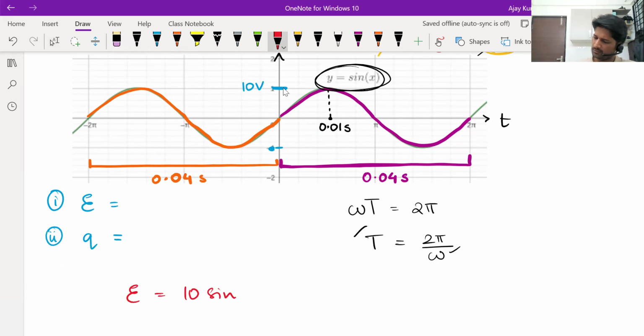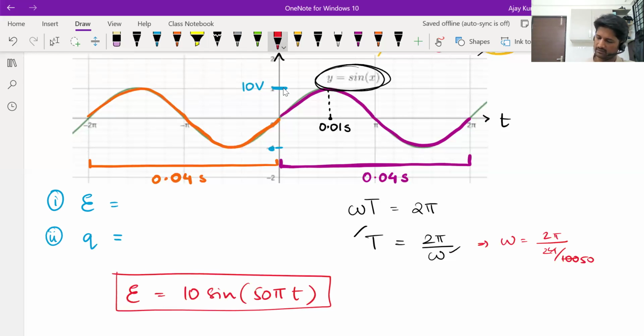Okay, let's quickly derive omega also. Omega is 2 pi by T. 2 pi by time period, which is 0.04, that is 4 by 100. 4 by 100 is like 2 by 50. 2 gets cancelled, 50 goes to the numerator, so it is 50 pi. That is omega into t, no phase constant. So we got the EMF function.